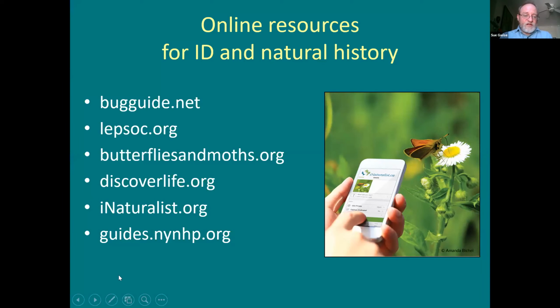And then our own guides, conservation guides that we put out for rare species, and those are online at guides.nynhp.org. You can learn about the ecology and conservation, habitat, and distribution of a lot of the rare species. We're still building those for pollinators, but we have maybe 10 to 12 of them for bees and flies so far.